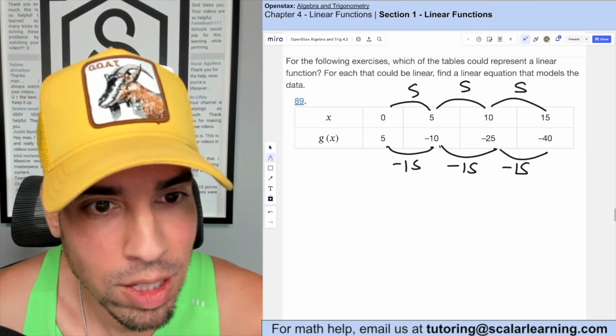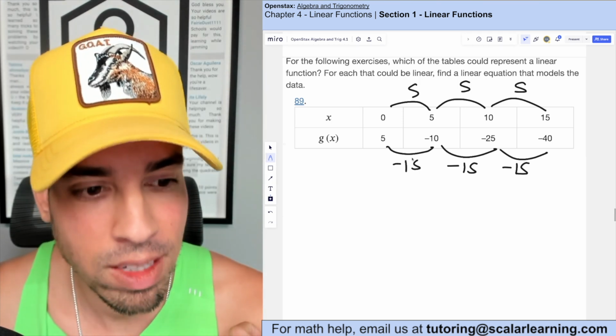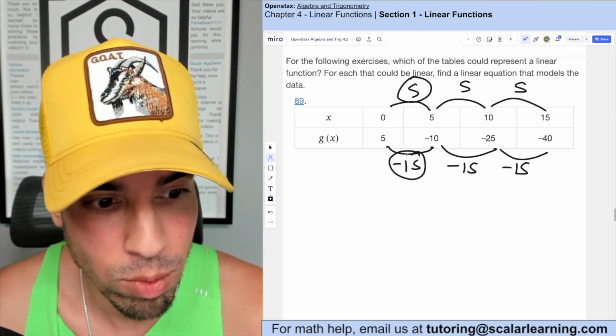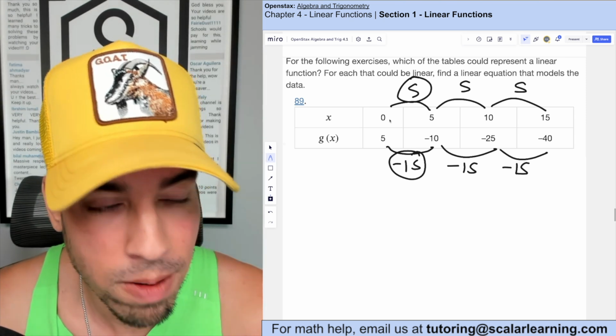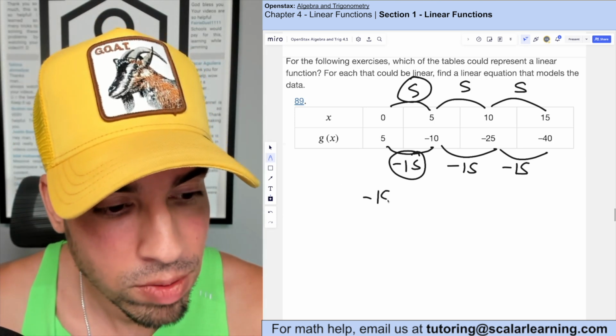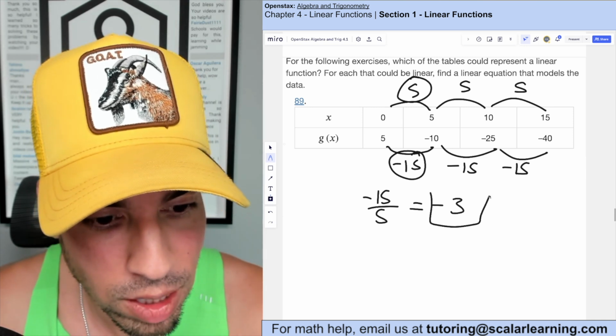So my question then is, what is the slope? What is the rate of change? Well, it's the difference of the y values over the x values. We kind of calculated that, right? You can think about it. Negative 10 minus 5 is negative 15. 5 minus 0 is 5. So we already got those differences. I put one on top of the other. Negative 15 over 5, which simplifies to a slope or rate of change of negative 3.